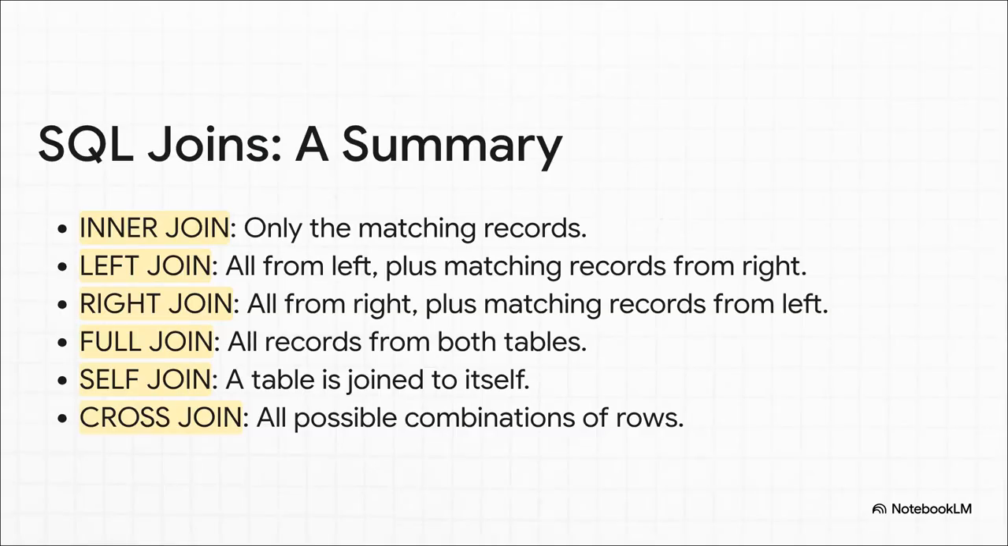Inner join, just the perfect matches. Left join, all from the left plus any matches from the right. Right join, you got it, all from the right plus matches from the left. Full join, absolutely everything from both tables. Self join is a table talking to itself. And cross join gives you all possible combinations. See? The trick is just to know what question you're asking. That'll always point you to the right join.